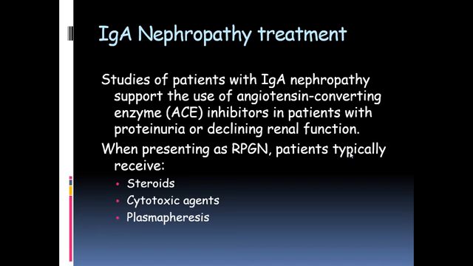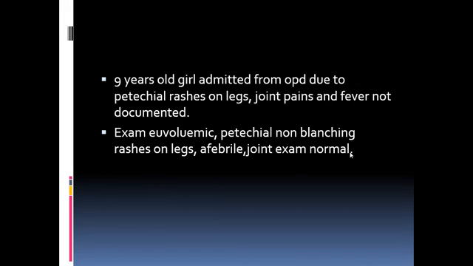So studies of the patients with IgA nephropathy support the use of ACE inhibitors in patients with IgA nephropathy, and very rarely we need to use these immunosuppressive therapies. But yes, when they present like RPGN, then you need to give steroids and cytotoxic agents.